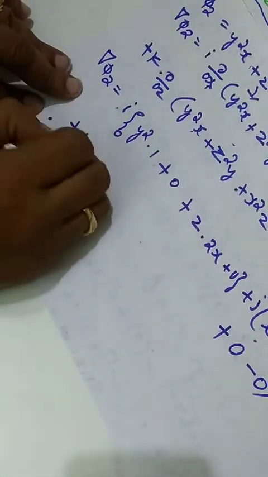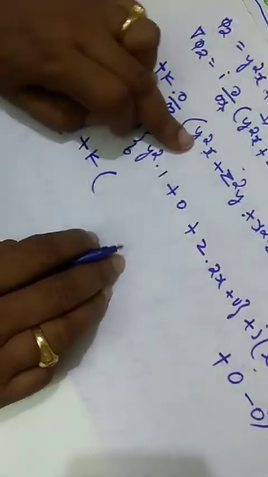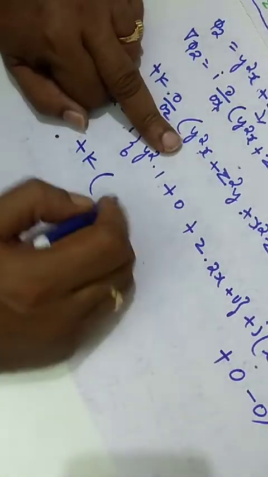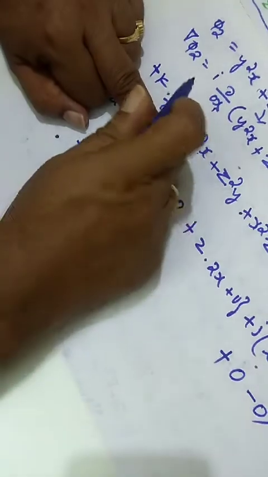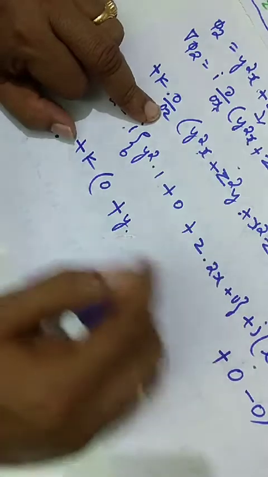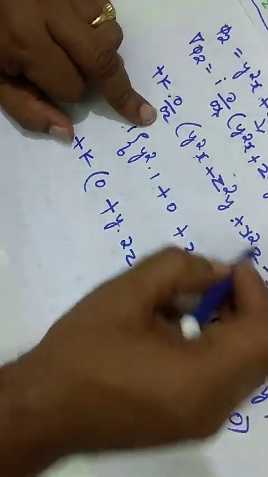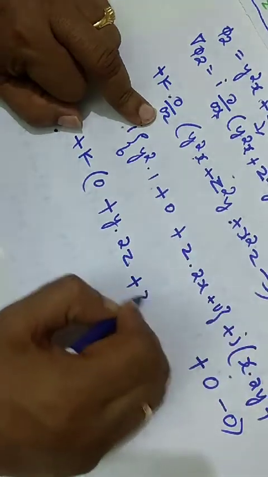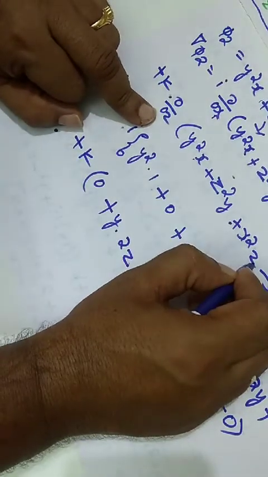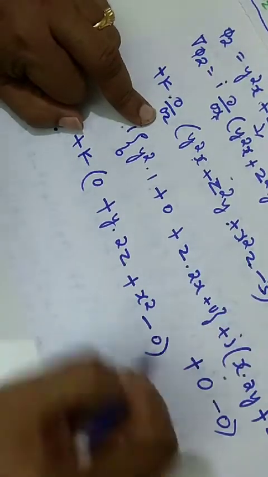Now next, k into with respect to z. With respect to z, both y and x are constant, 0. With respect to z, y is constant, take it outside, differentiation of z squared, 2z. Next, with respect to z, x squared is constant, take it outside, differentiating z gives 1. Minus, with respect to z, 3 is constant, 0.